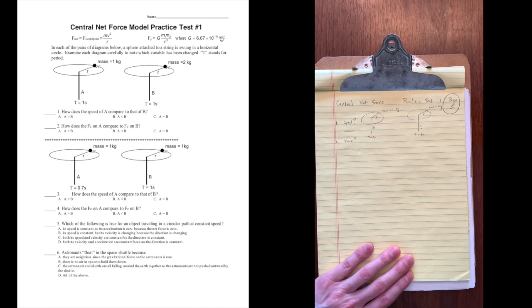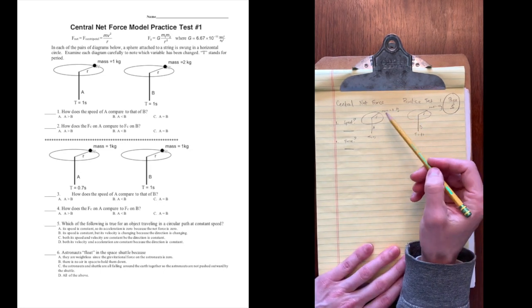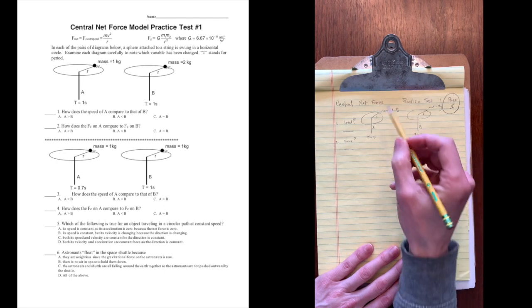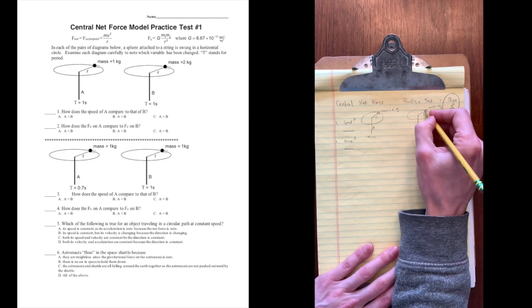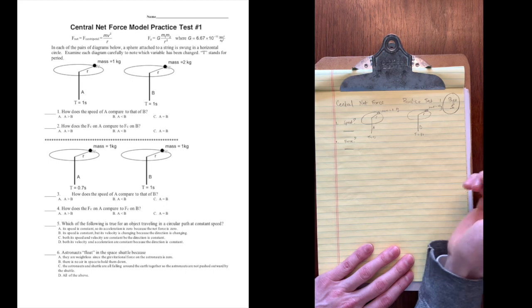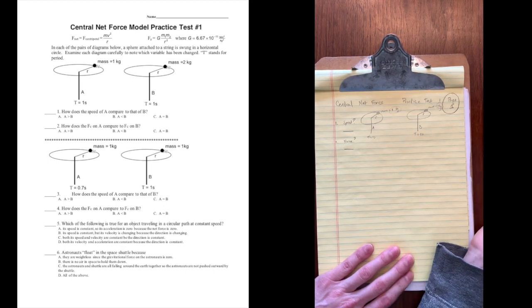So we have these two situations, situation A and B, where both of them, like we demonstrated in class, are spinning a mass around in a circle. I forgot to draw the mass. Everything about the situation is the same except for the mass. This one's 1 kilogram and this one's 2 kilograms. Number 1 asks, how does the speed of A compare to the speed of B?